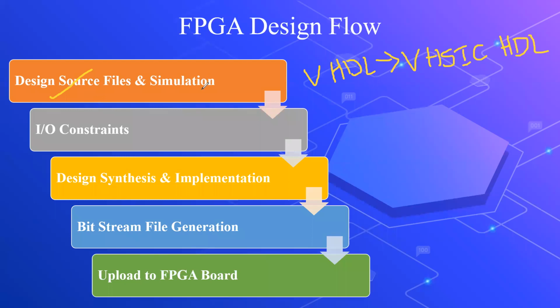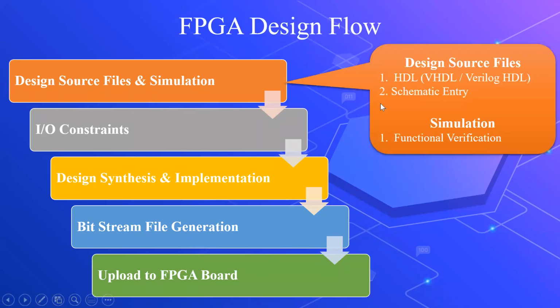After designing the source files, we are simulating that VHDL based design source files. So after simulation, we will get the simulation results. With these simulation results, we can verify our digital system functionality. If the simulation results satisfy our requirements, then we have to start the synthesizing process. Before going to synthesize, the second step is input-output constraints.